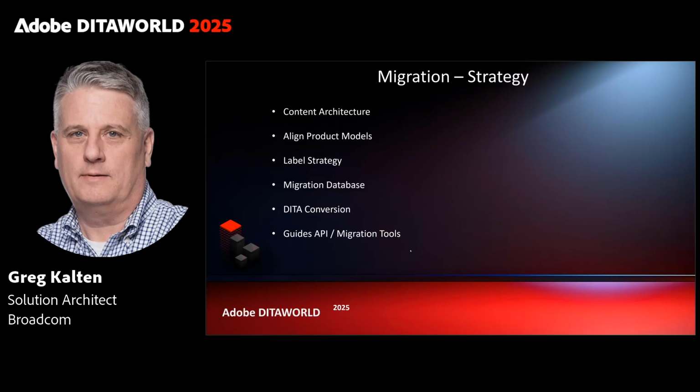Then our DITA conversion. DITA in, DITA out. It's not always that easy. There were a lot of changes we had to make in the DITA models themselves, in the content moving along. And then the final strategy is how are we going to use the APIs that exist inside guides and build a set of tools to make all this happen?